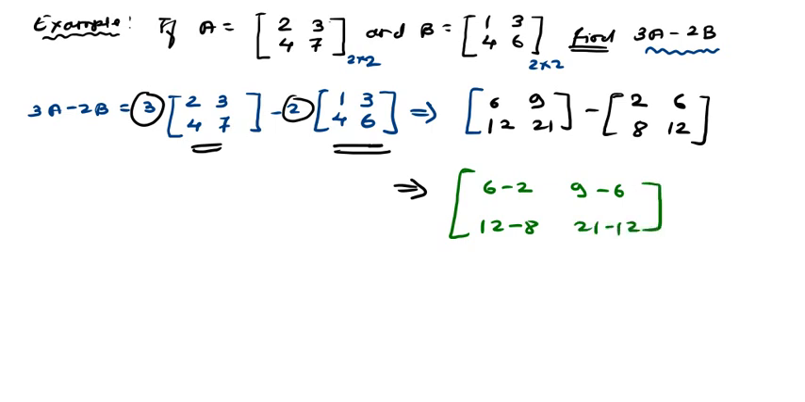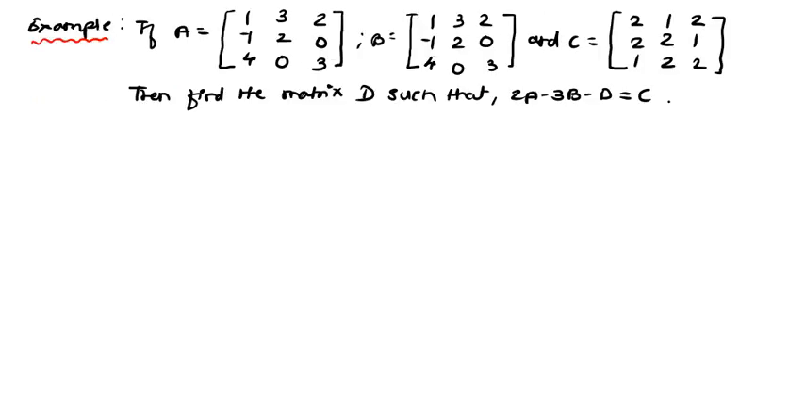So finally we will get the answer. 6 minus 2 is 4, 12 minus 8 is 4, 9 minus 6 is 3, and 21 minus 12 will be 9. So this will be the subtraction 3A minus 2B.